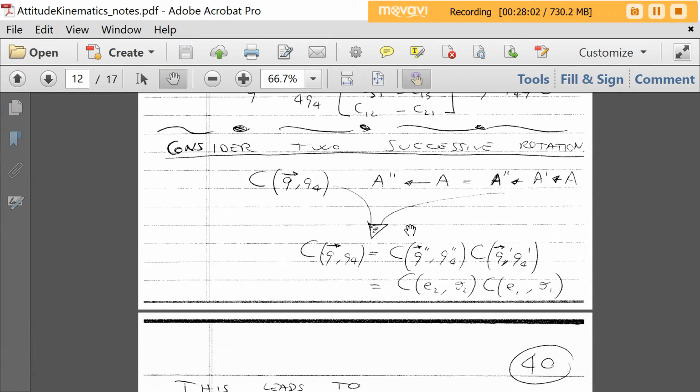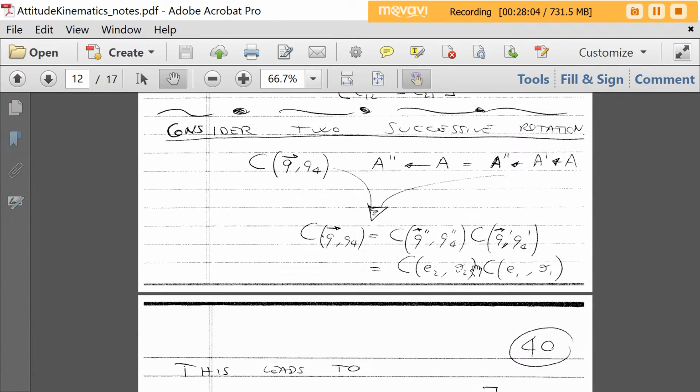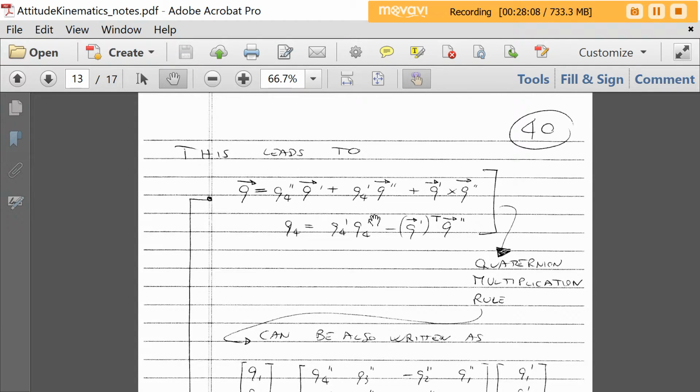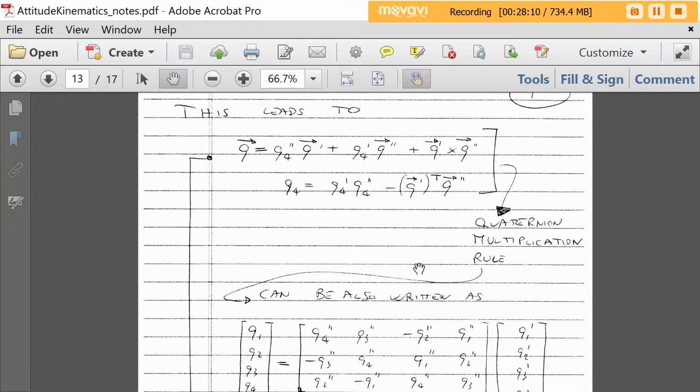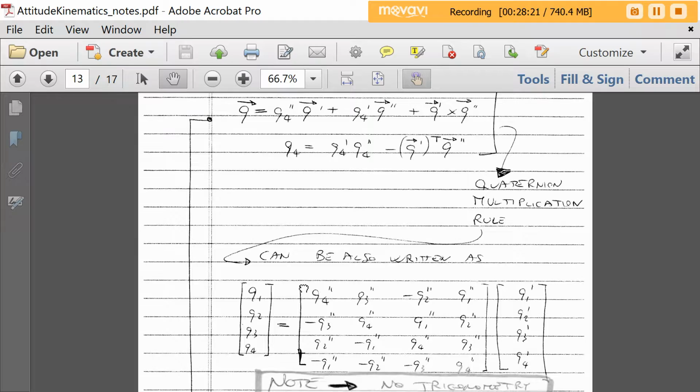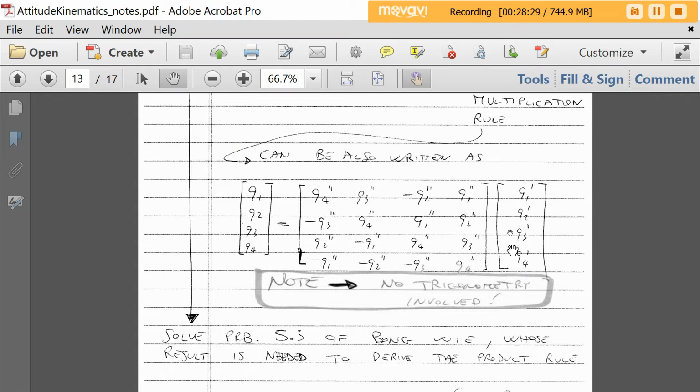So 2 successive rotations, as we said, is the multiplication of the DCMs. There is a way to do it with quaternions, which is called quaternion product. It's not just taking and multiplying one element with the other. It is this expression here, which I prefer expressed in this manner. So if you have a quaternion Q' and a quaternion Q'', the resultant quaternion, that is the sequence of the 2 rotations, can be expressed in this matrix times a vector form.